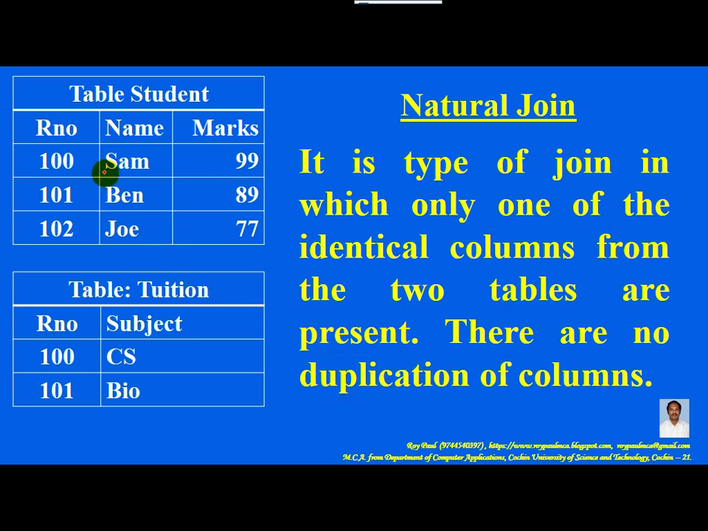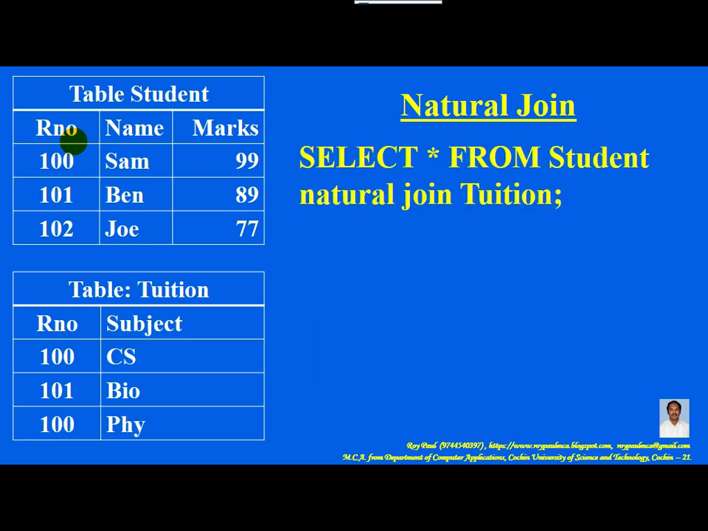So if you consider these two tables, you can see that the identical column is roll number, and if you join these two tables using natural join, only one roll number column will be present in the resultant table. Example, consider the statement select star from student natural join tuition. So star means all the columns.